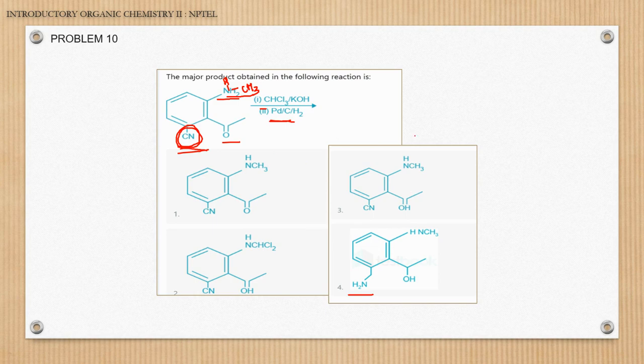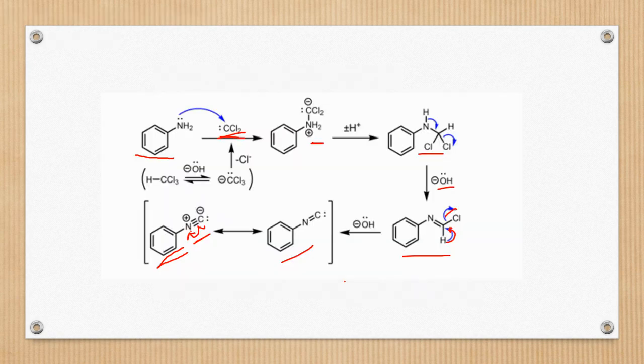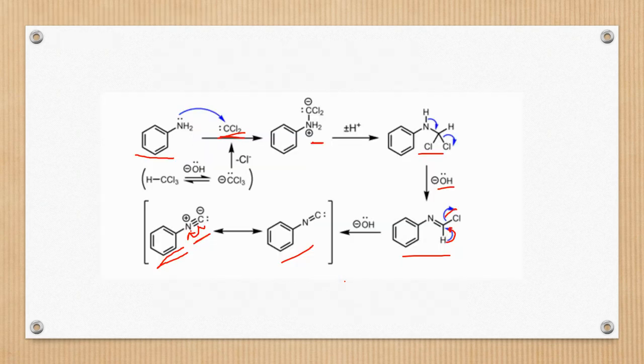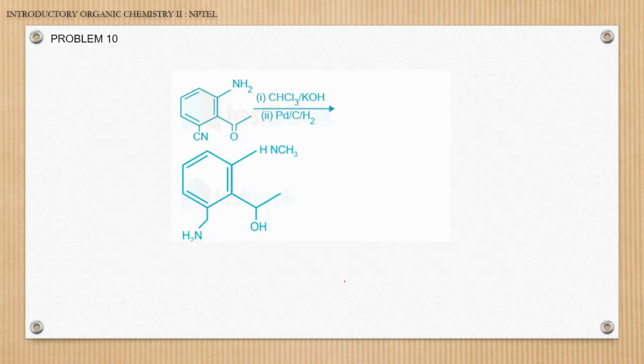Okay, so now can anyone tell me what could be the possible answer? Which is the correct option? Option D, the fourth option. Yeah, option number 4 will be the correct option. So basically, first is the carbylamine reaction, second is the hydrogenation, reduction of all the groups basically. So now, is it clear to all of you, problem number 10? Yes, ma'am. Okay, so moving to problem number 11.